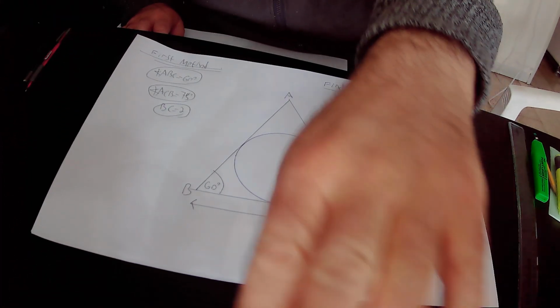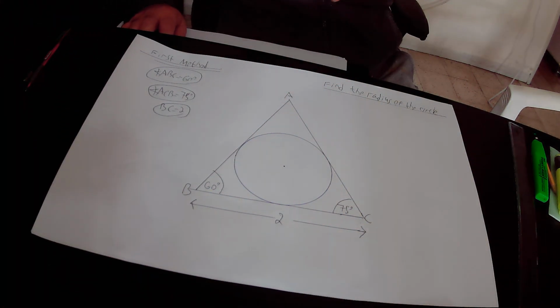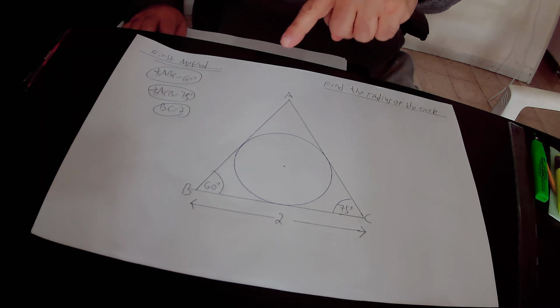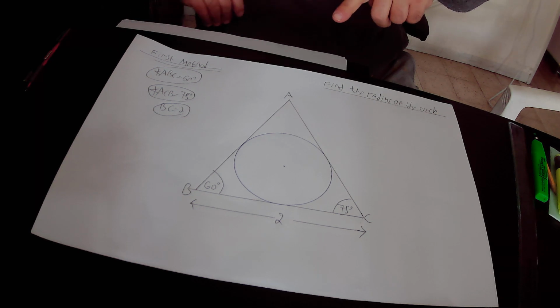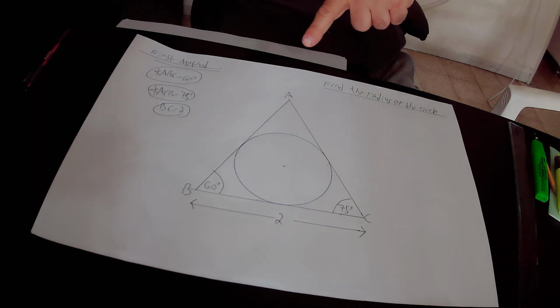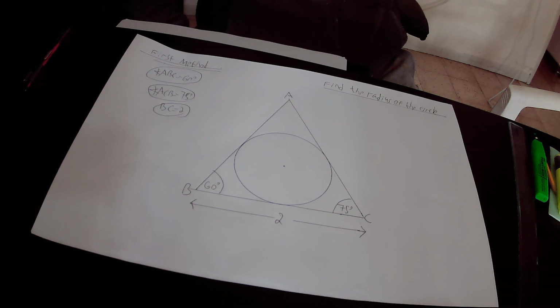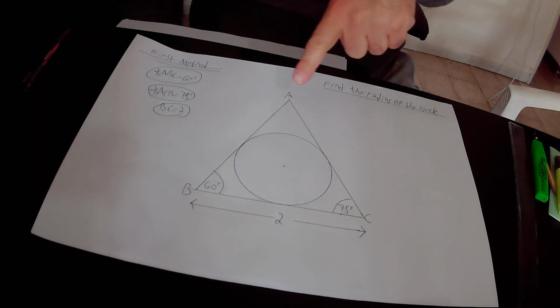Now, in this lecture, we'll find out the radius of a circle using two different methods. In the drawing, we have triangle ABC. This circle is inscribed by triangle ABC. Or triangle ABC blocks this circle.